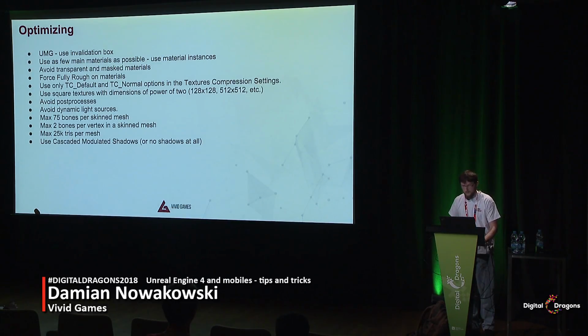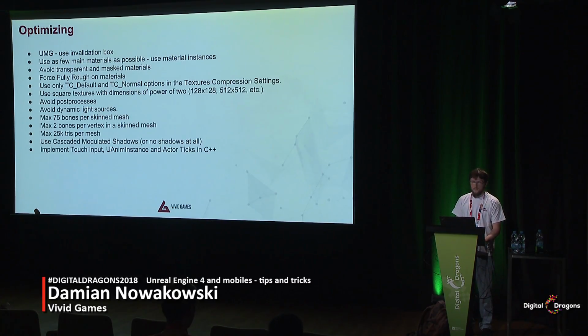Use cascaded shadow maps or no shadows at all, because cascaded shadow maps are a special type of shadows specially designed for mobiles, which are very light, but they generate an extra draw call for each mesh. So in Combat Mayhem, we are not using shadows, and the game still looks pretty good. You just have to decide if you really want to have shadows in your game or not.